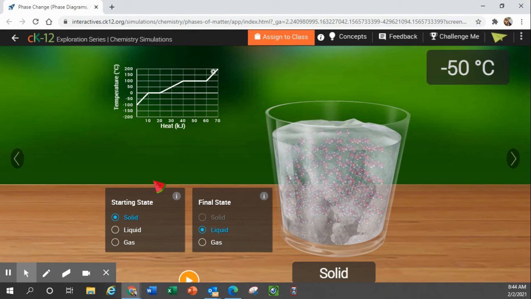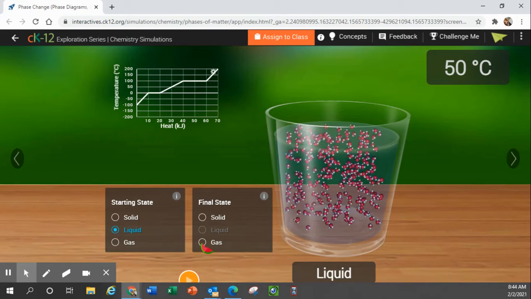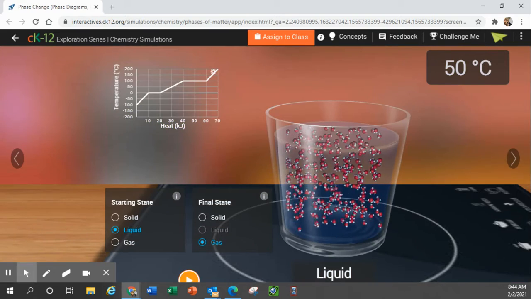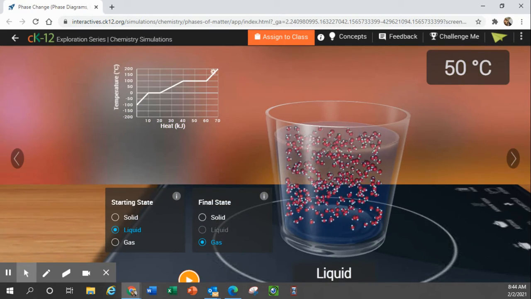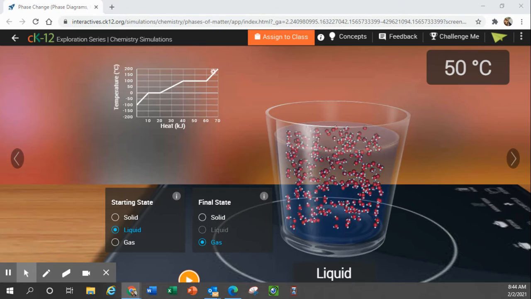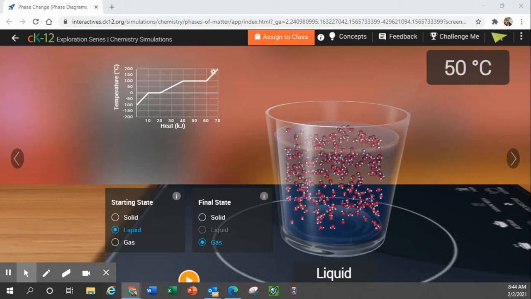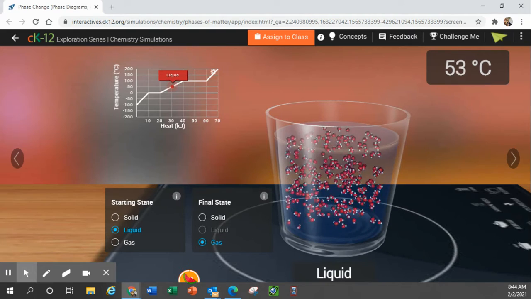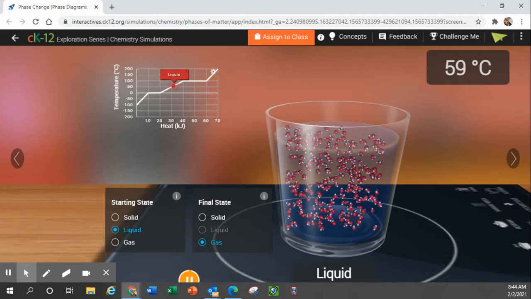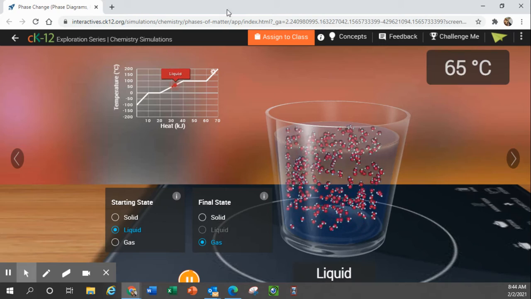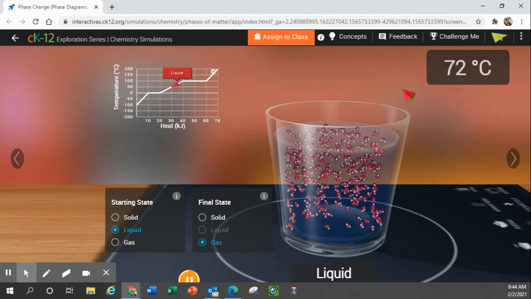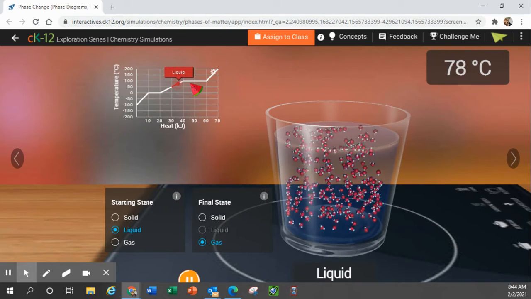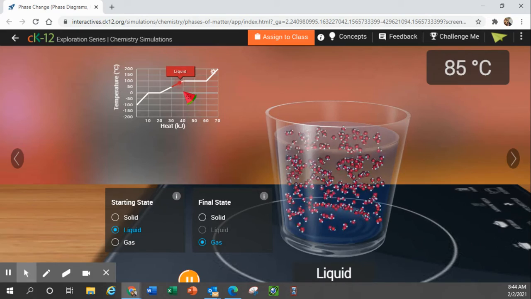Not sure if we're still going to be able to. So it started as a liquid. And we're going to go to a gas. I believe that's what I wanted it to do. And then you're going to hit play. And you're going to make the observations of the temperature. And you're going to look at what's going on in the phase change graph.